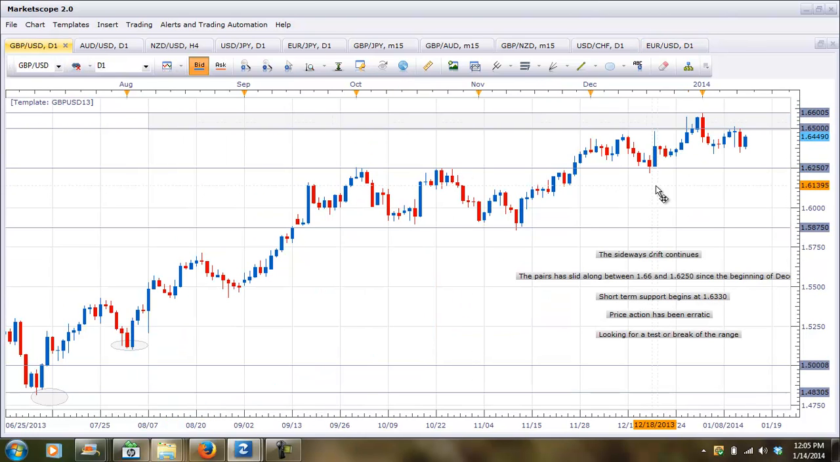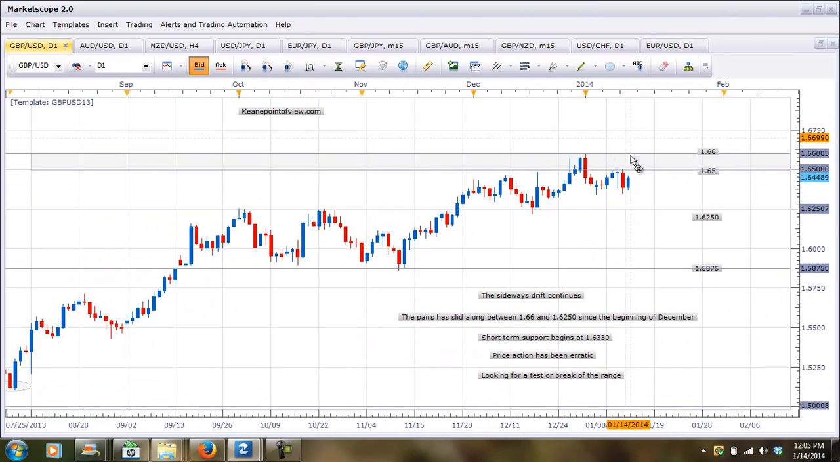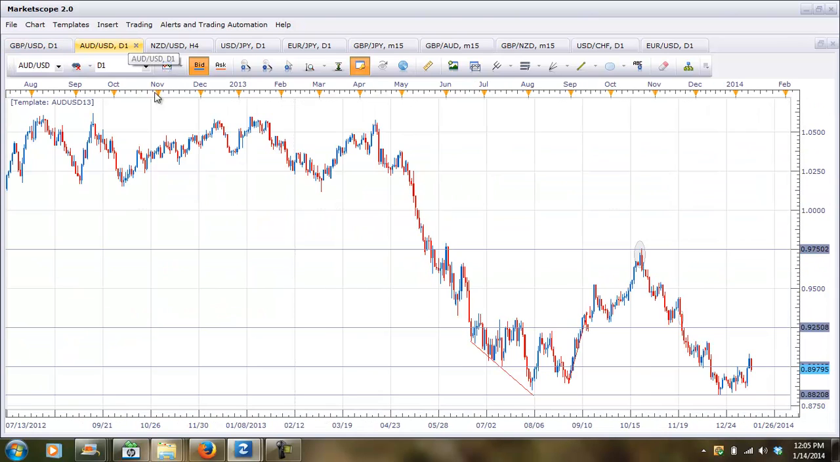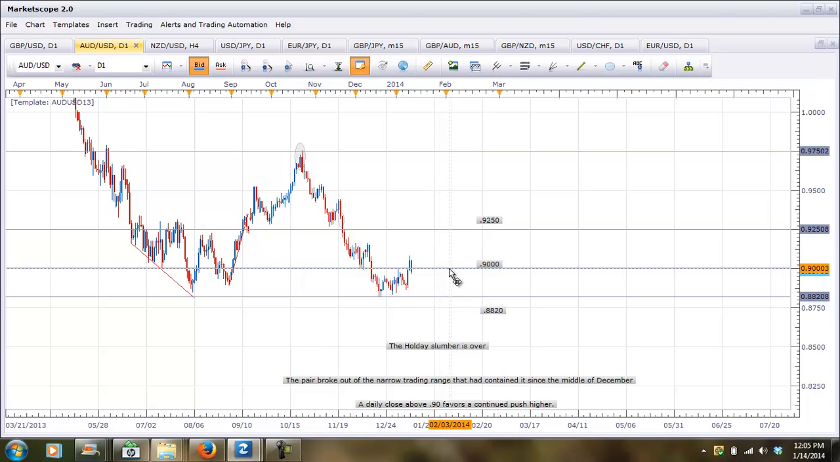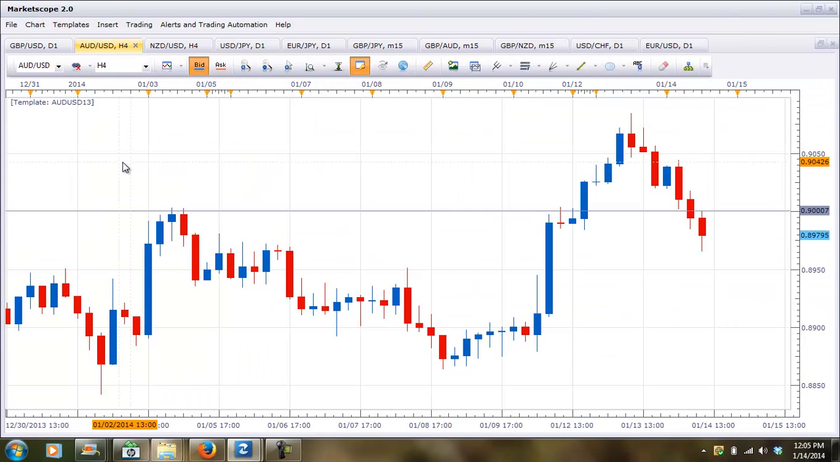Great Britain USD, you can see that didn't do too much. It just basically sat in its range. But the Aussie, on the other hand, pretty much broke down from its gains from yesterday. And let's look at the 4-hour chart. It broke down its gains from yesterday, and then continued to push below the 90 level.